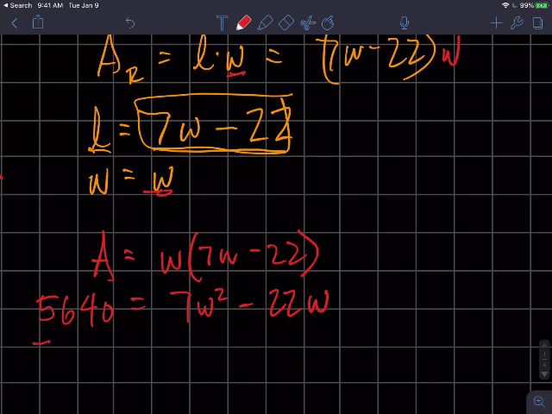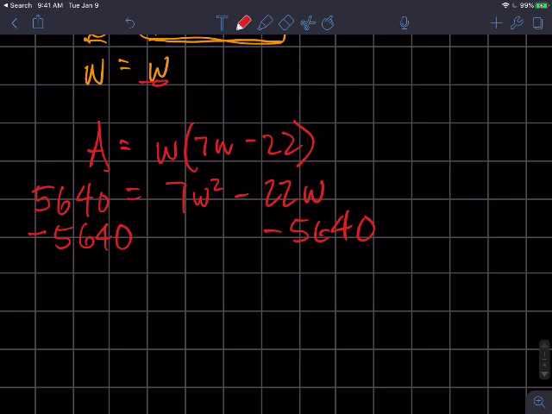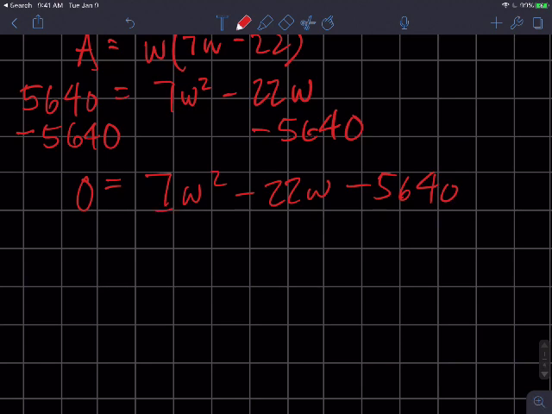Now remember, I want to get 0 on one side of my equation, so that when I factor this, I'm going to have independent factors. So I'm going to subtract 5640 from both sides and get 0 equals 7w squared minus 22w minus 5640. Normally I would look to see if the 7 divides into 22 and 5640, but I know 7 doesn't divide into 22. Since this lead coefficient is 7 and not 1, I'd take 7 times 5640 and get really large numbers and a lot of factors to check. So at this point I'm going to make it a little easier on myself and just use the quadratic formula.